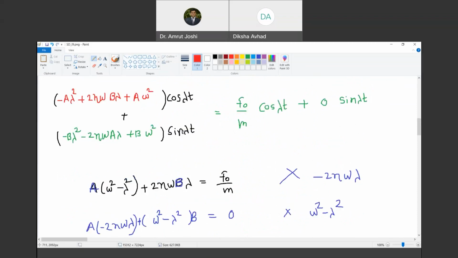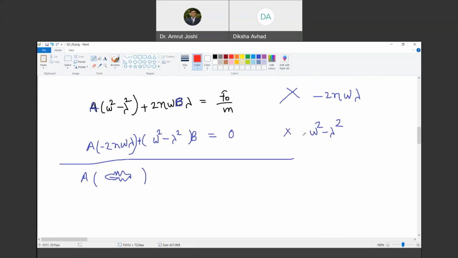Then equating coefficients of sin lambda t on the left hand side with 0, because on the right hand side there is only f0 cos lambda t, there is no sin lambda t. So equating that to 0, we get the second equation. Now we have to solve these two linear algebraic equations for a and b.